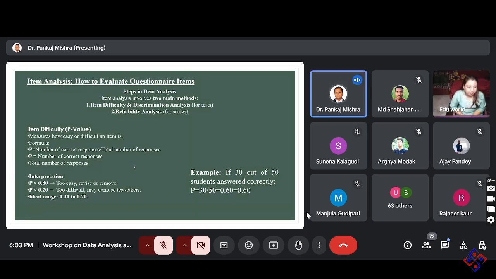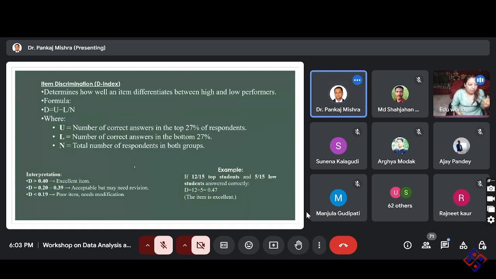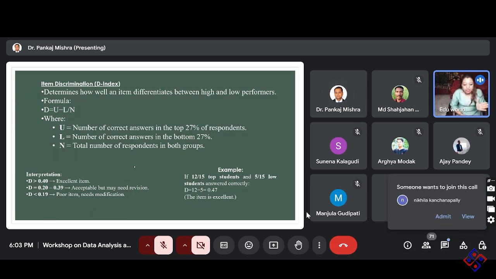Next slide. Now, after finding out the item difficulty, we have to find out the item discrimination. This is also related with the achievement test questionnaire. It is not related with the attitude scale. For an attitude scale, again I'm saying, you have to apply a different standardized method. For different scales, you have different standardized methods. We can't use the same standardized method for each and every scale. No, it's not like that.